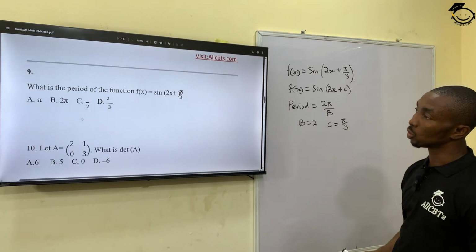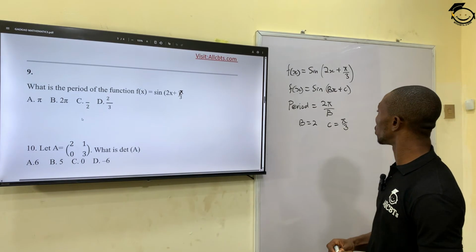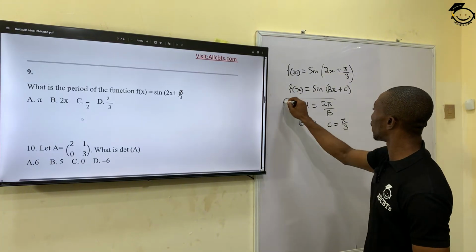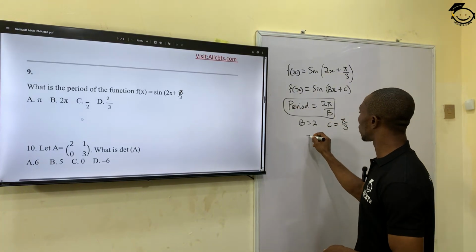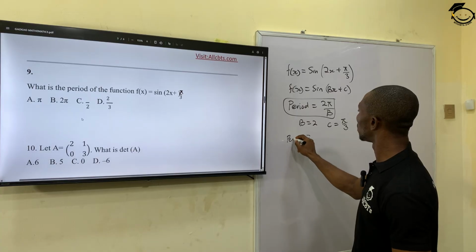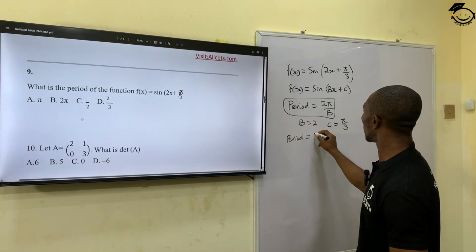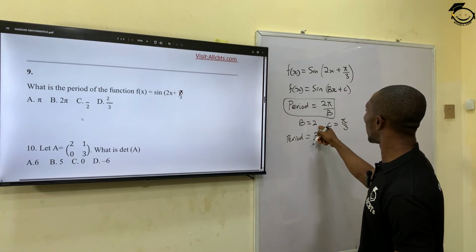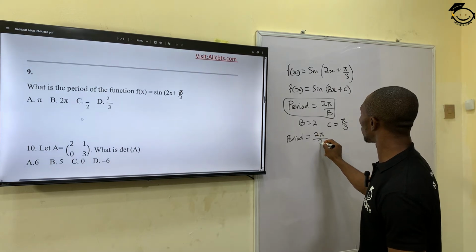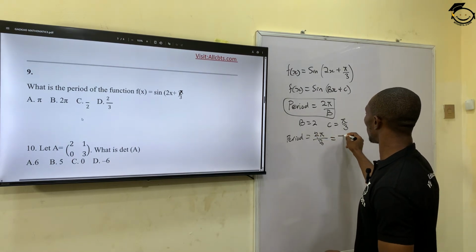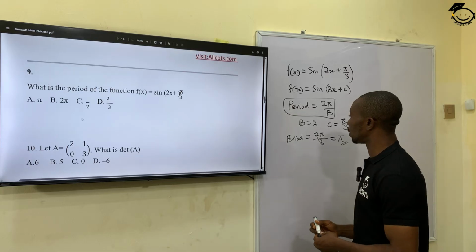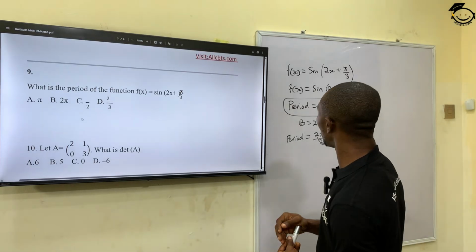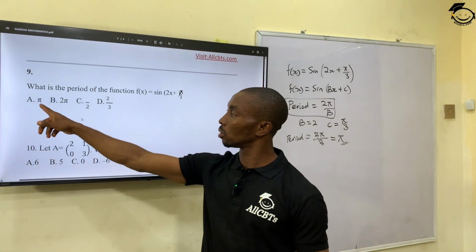Alright, now since we are looking for the period of the function, we are going to apply this formula. Now the period will give us 2 pi over our b, which is 2. So the period of our function will be pi, which is option A.